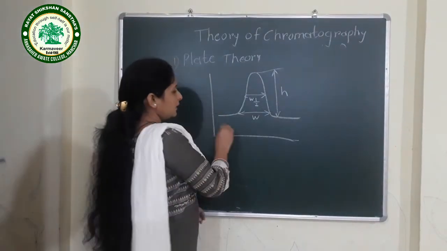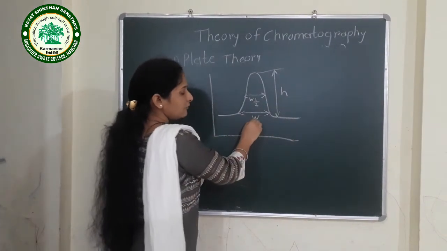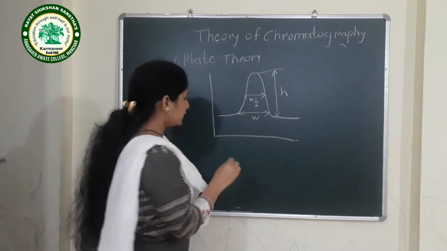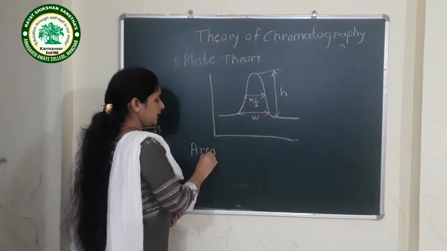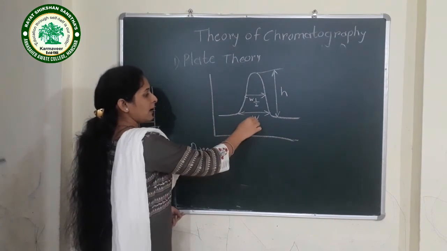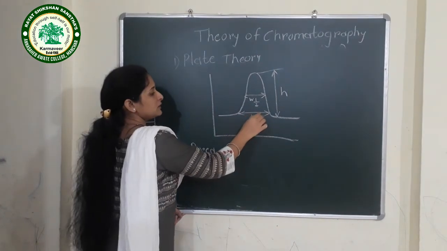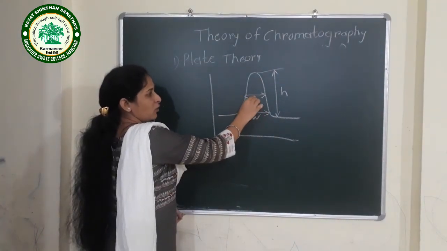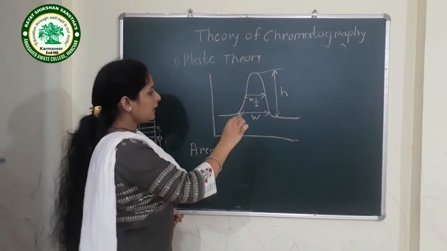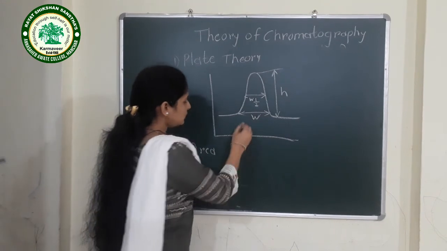Now in the plate theory, from the height of the peak and the width of the peak, we can calculate the area of the peak. The area of the peak can be calculated by the height and width of the peak. This W is taken for the symmetrical peak and W half is taken for the unsymmetrical and broad peaks.